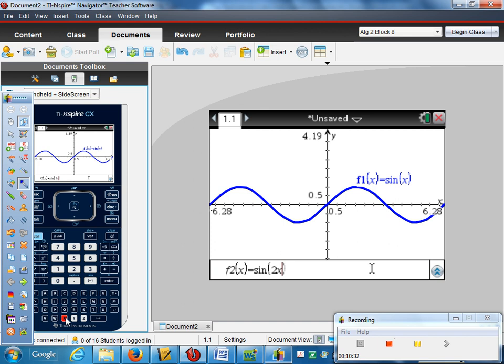Okay, so you think it's going to change what? Have you done this before? You think the wave, we have farther apart waves and we have closer together waves?